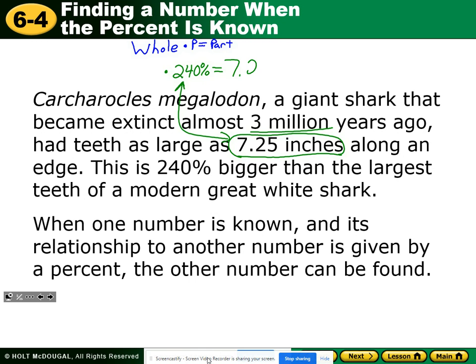Because do you see how, oh, 240% of the great white's teeth, do we know the size of the great white's teeth? Oh, that's why the 7.25 is that. So, great white's teeth times 240% is 7.25. So is the great white's teeth bigger or smaller? Smaller. That makes sense, because if I take it times 240%, or 2.4, right, we're going to get a bigger one. And it was kind of indicated, 7.25 is 240%.